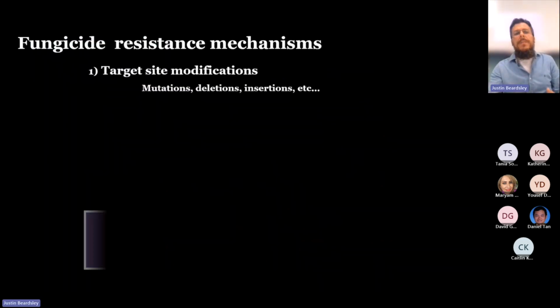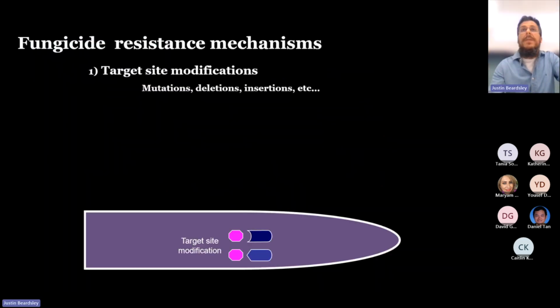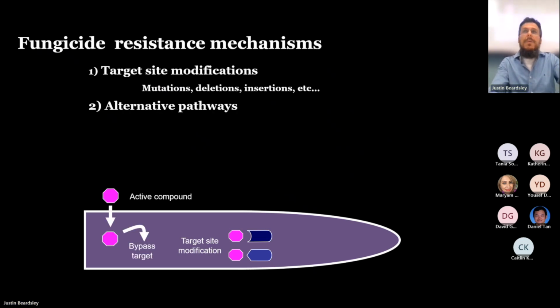In terms of the mechanisms of resistance, they're basically the same, or pretty much the same ones that you will find in clinics, okay? So we've got target site modifications, the mutations in the coding sequences, or insertions or deletions in promoters that lead to overexpression of fungicide targets or antifungals.